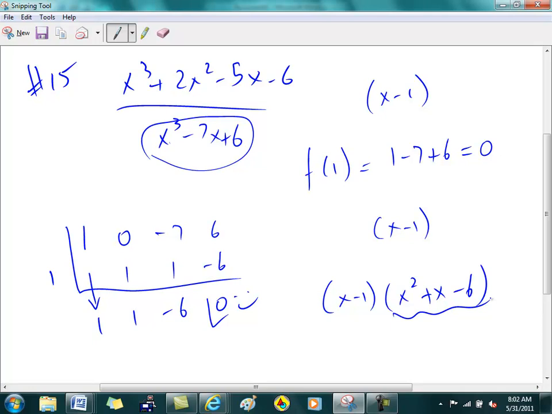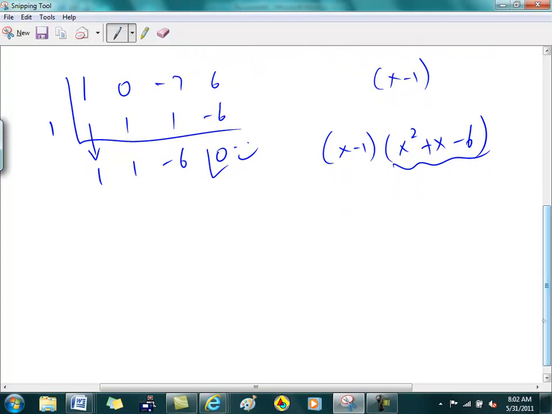You feel it in your heart. You just do. Going back to the rational root theorem and all that, the P over Q stuff, do you guys remember? Yeah, it's all connected to the P over Q stuff.